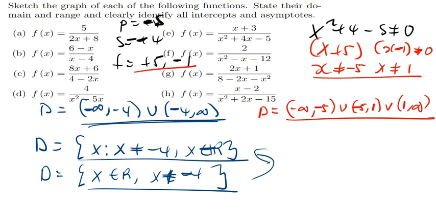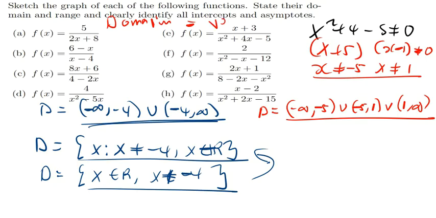Okay, let's talk about the range. To cut the story short, let's not waste time here. If you know how to find the domain, then you know how to find the asymptote. The domain is basically the vertical asymptote. The range is the horizontal asymptote.